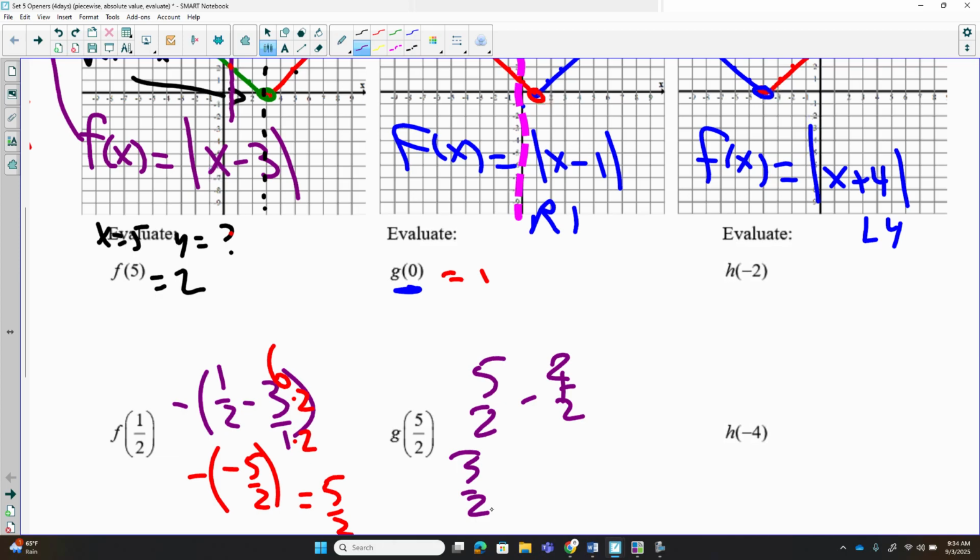All right, now we're doing f of -2. F of -2, or h of -2. Sorry, this is equation h. And that is right there. I can see it on my graph right there at 2. So the answer is 2. -4, that's at 0. It's right there. Questions?